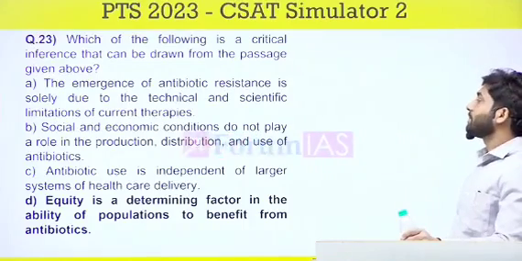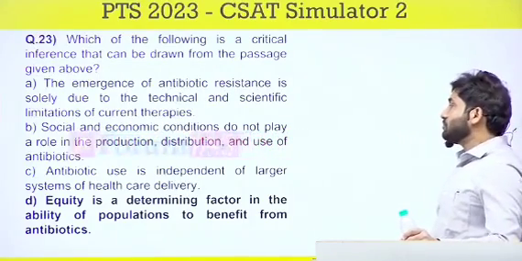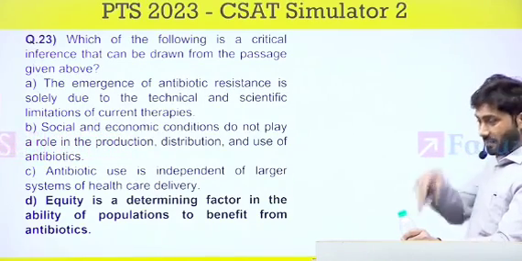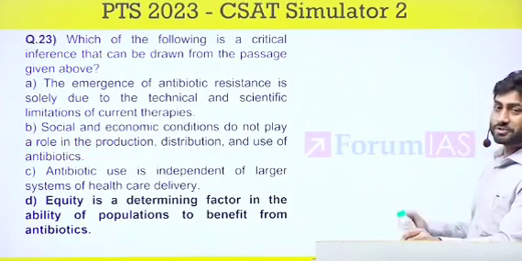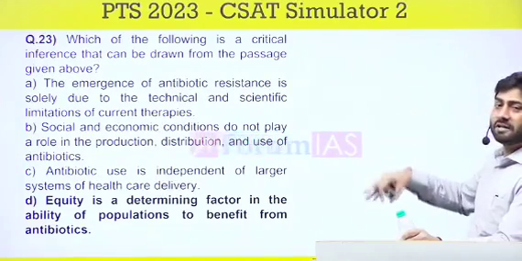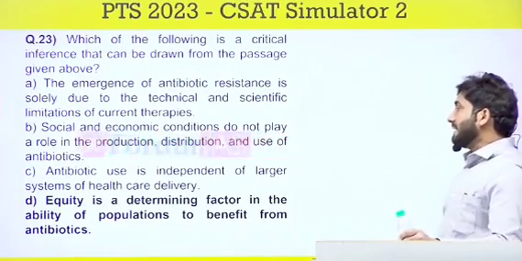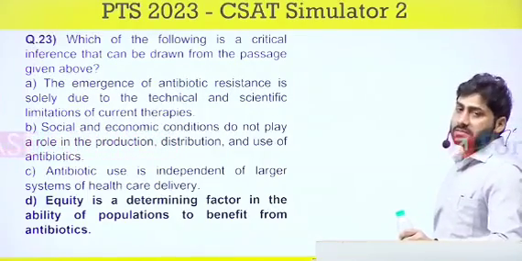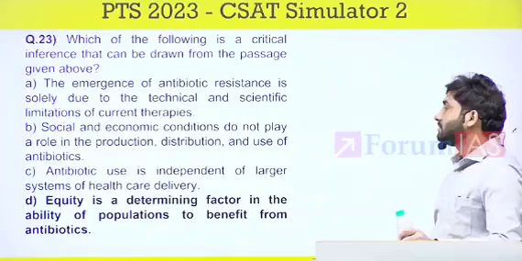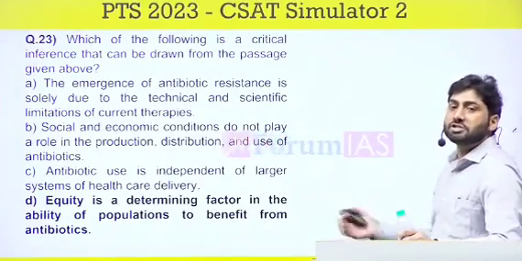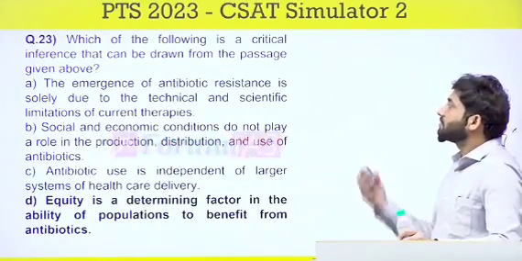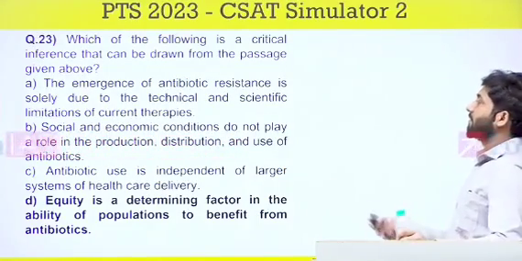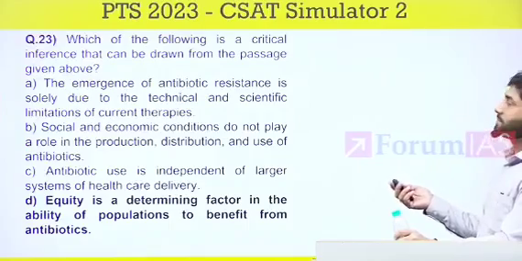Next, antibiotics use is independent of larger system of health and healthcare delivery. No, it is enmeshed into it. So that is also opposite. So see, very clearly, very easily, you can eliminate the options. Next, equity is a determining factor in the ability of populations to benefit from antibiotics. Very clearly mentioned in the end. So this is the only option you're left with even after the elimination. There's no other option left if you talk about the inferences. So you go for D. D is the answer. Let's move to the next passage.